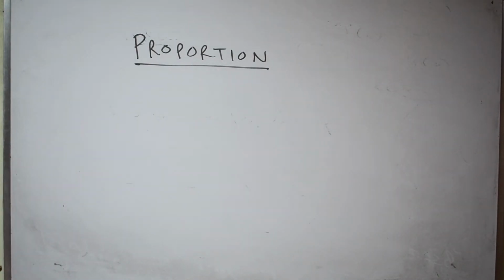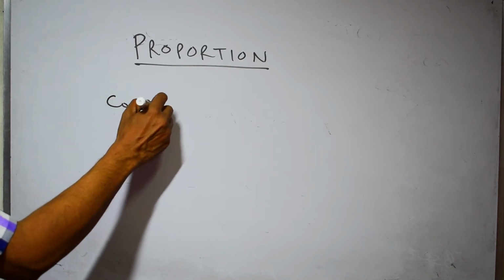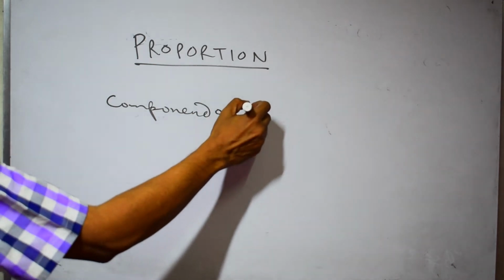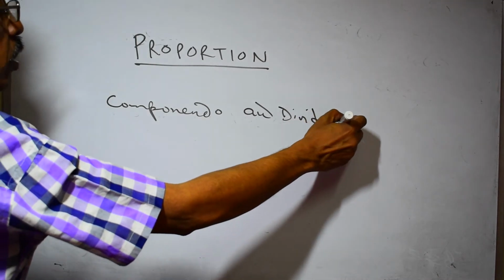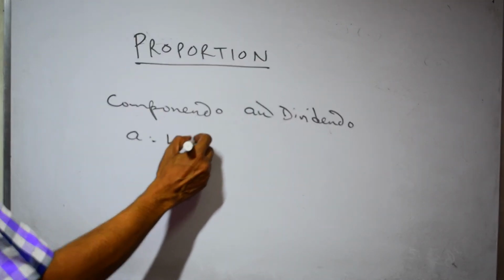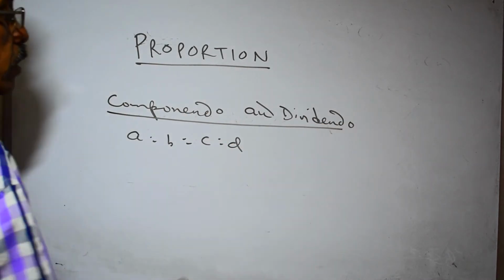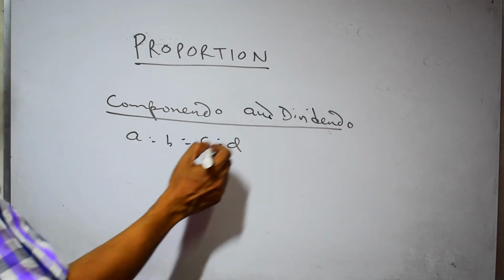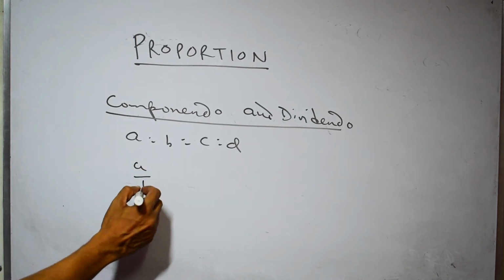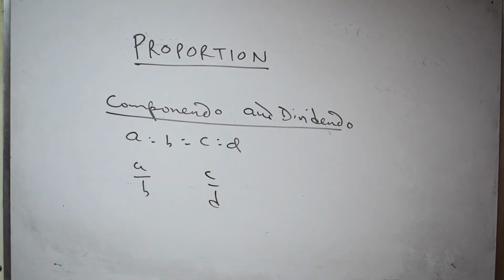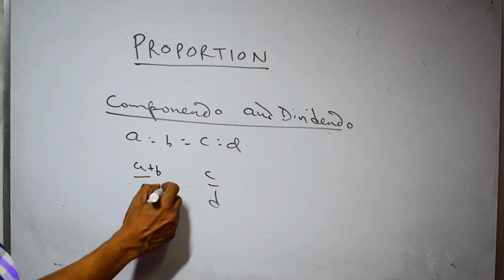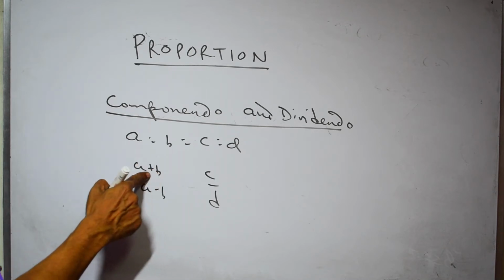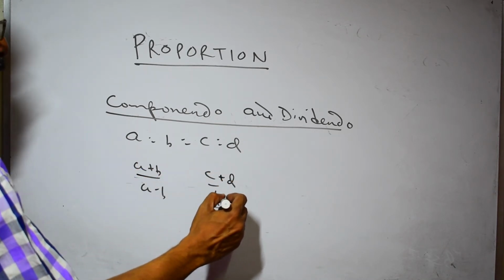Now we have some properties, basic two properties we have. One is componendo, another is dividendo. If I consider them together, this is componendo dividendo. So a is to b is equal to c is to d. Then what is the principle of componendo dividendo? Componendo and dividendo tells us a by b and c by d, this ratio can be changed by adding b and subtracting b. So a plus b by a minus b will be equal to c plus d by c minus d.